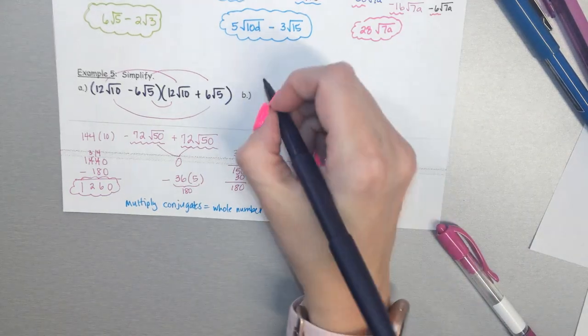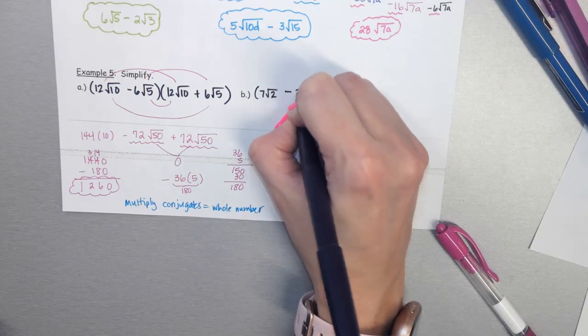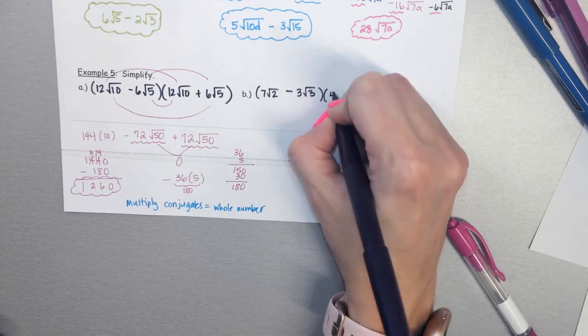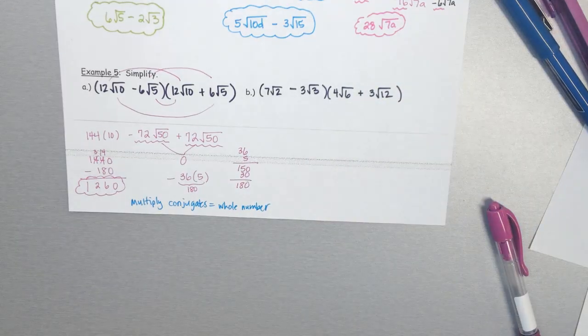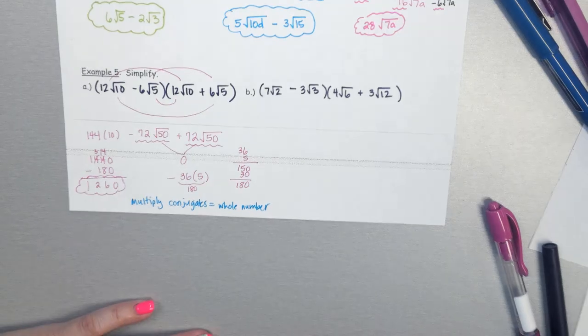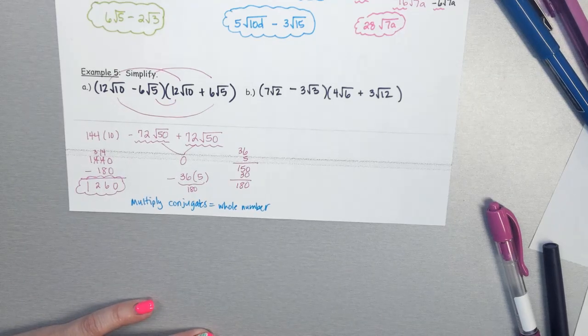All right, let's multiply two things that are not conjugates. So we have 7 root 2 minus 3 root 3 times 4 root 6 plus 3 root 12. Now you have a couple options here. You can either simplify now or you can simplify later. I like to simplify at the end so that I don't have to simplify twice. Sometimes if you simplify now, once you multiply, you're going to have to simplify after that as well.